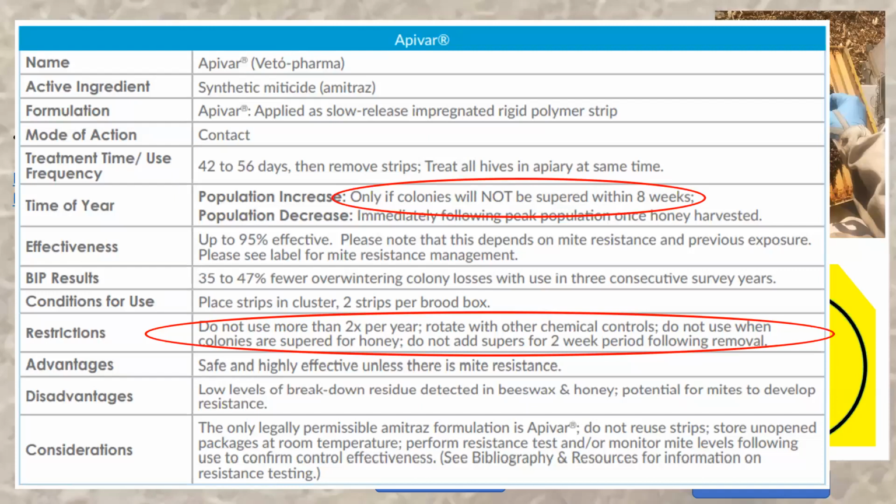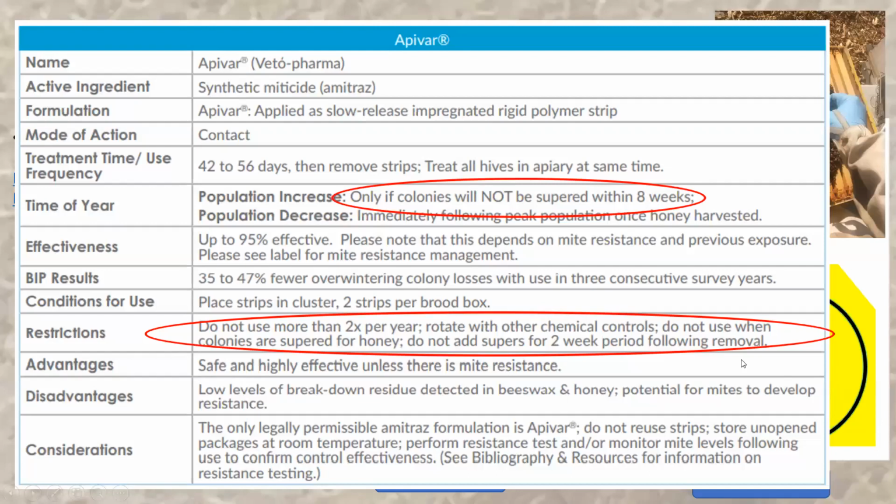So yes, the restriction is you're limited to one time per year. To emphasize, you want to be rotating other chemicals into your varroa mite management plan. And the other restriction is that you're unable to have your honey supers on the hives while Apivar is in your hives. I believe that actually you have to wait two weeks. Yep. So you do not add supers in the two-week period following removal.